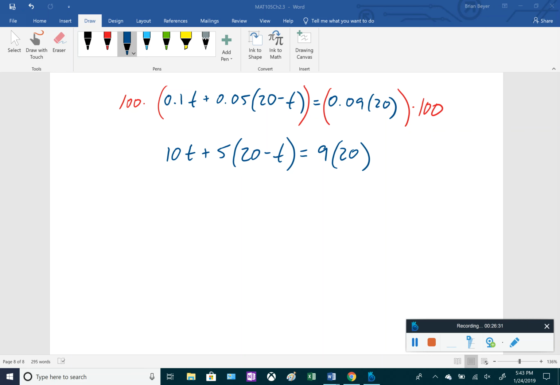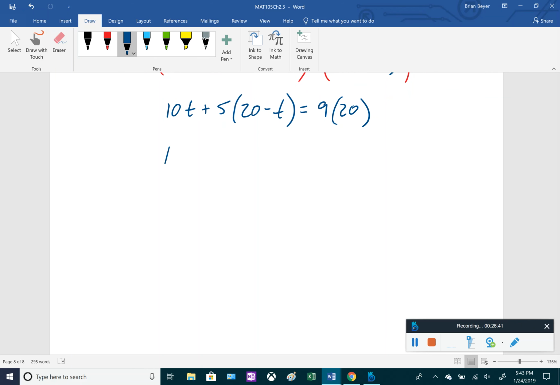Okay, so now we have an equivalent equation, but now we're dealing with integers rather than decimals. So let's just solve it like we normally would. On the left, we have to distribute the 5. So 10t plus 100 minus 5t. And on the right, we just multiply 9 times 20. So 9 times 20 is going to give us 180. And let's combine like terms on the left. So 10t minus 5t is 5t.